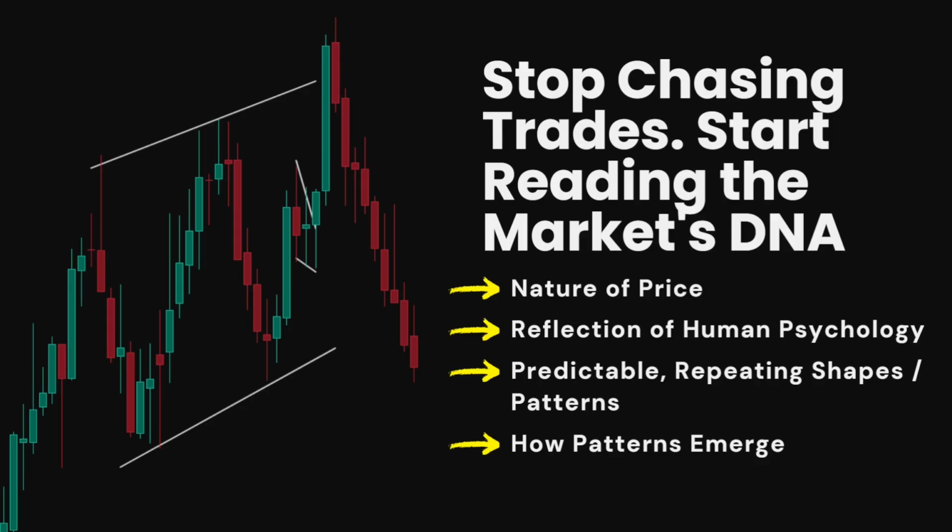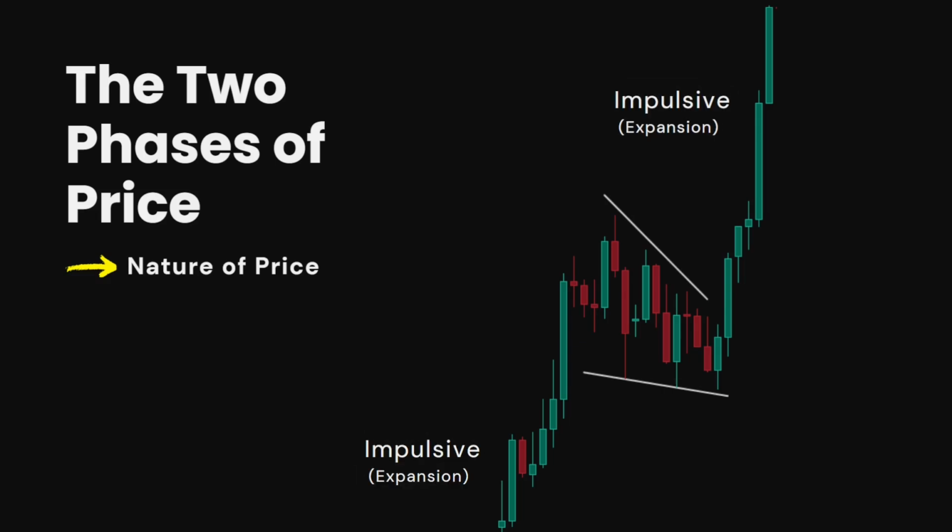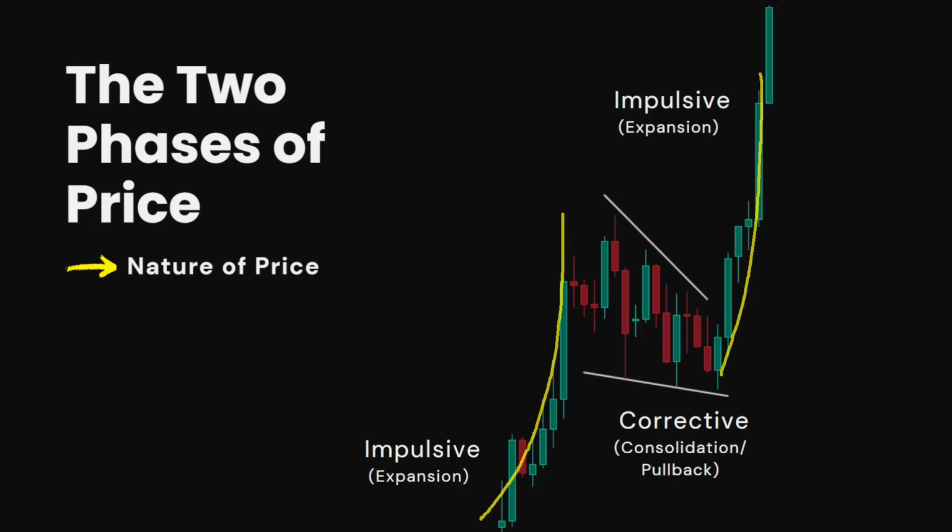And to understand patterns, we must first look at the phases of the market. Price is constantly shifting between two distinct modes. Price is either in an impulsive phase or in a corrective phase. Impulsive phases are all about momentum. This is when the price moves strongly in one direction. You can see that here very clearly. Price is moving far within a very short amount of time.